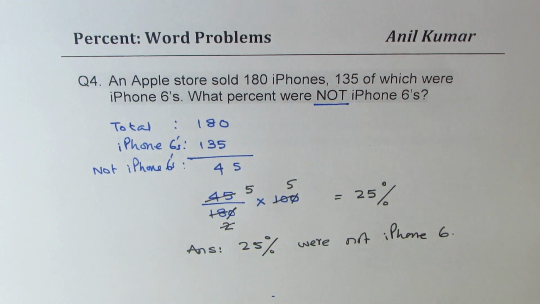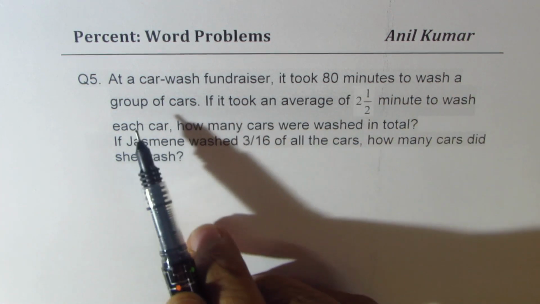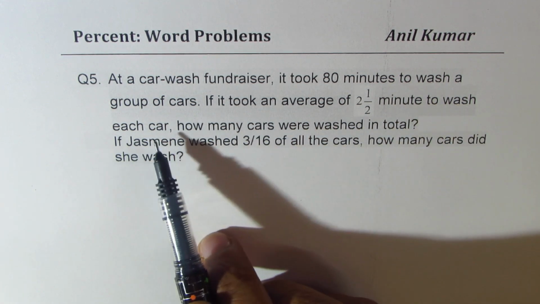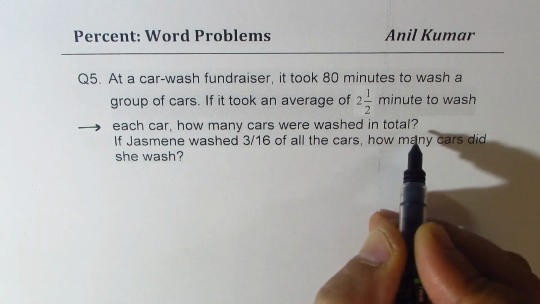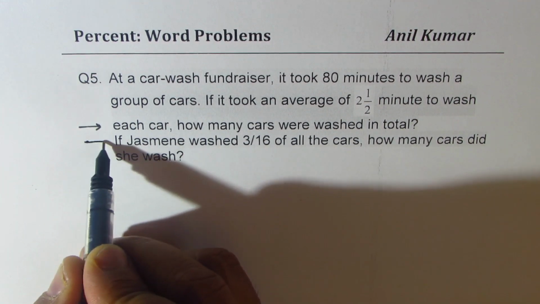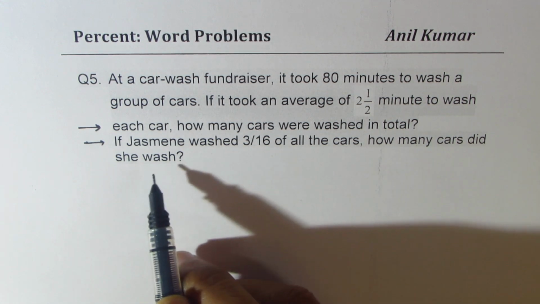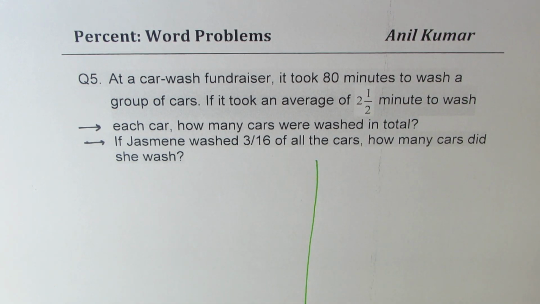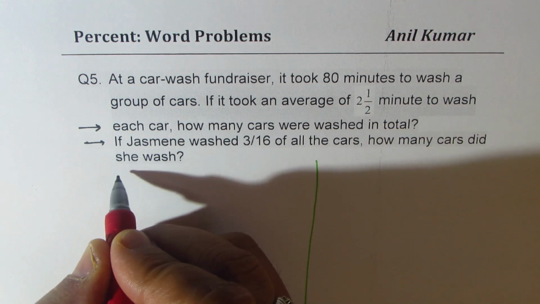Right? So let's move on to the last question now, which is question number 5. At a car wash fundraiser, it took 80 minutes to wash a group of cars. If it took an average of 2.5 minutes to wash each car, how many cars were washed? So there are two parts to this. First is how many cars were washed. Second is, if Jasmine washed 3/16 of all the cars, how many cars did she wash? Right. So there are two parts. So let's call them part A and B. So first part is to find how many cars were washed. Correct. So number of cars. Let's find number of cars first.